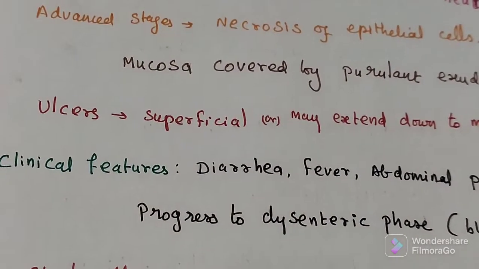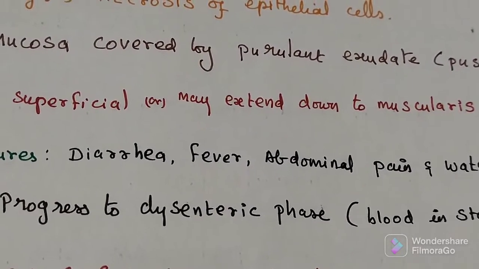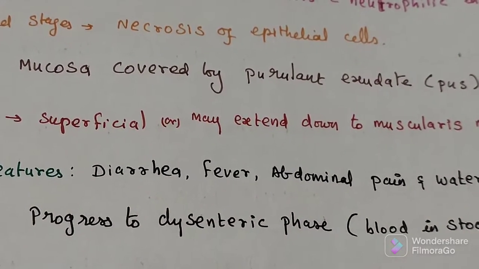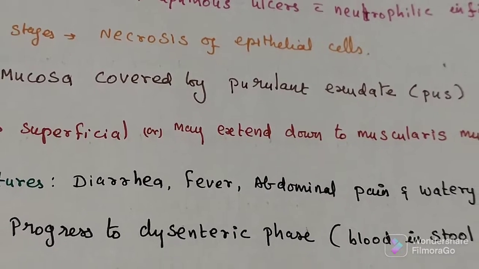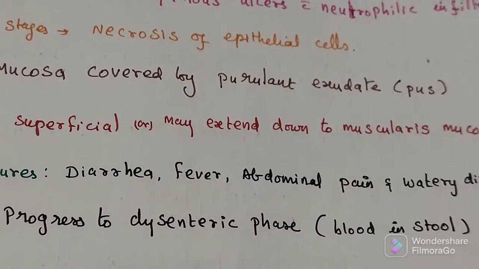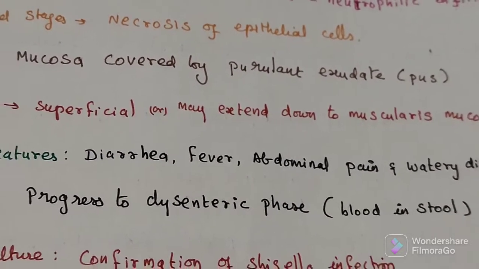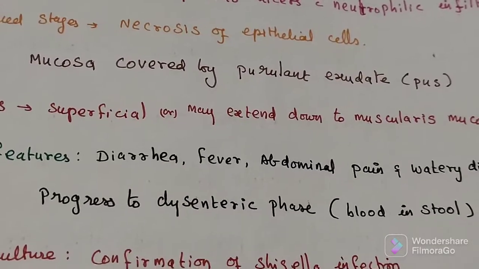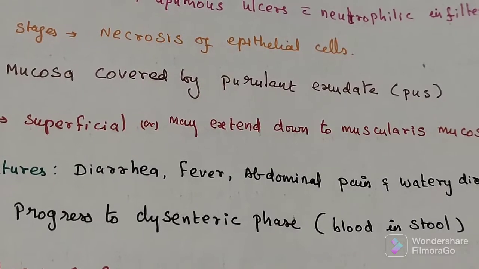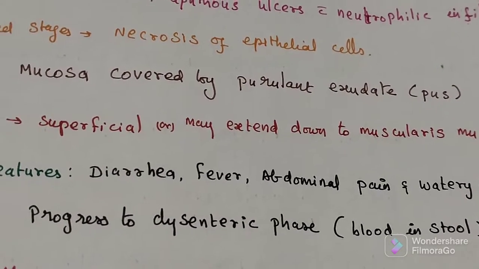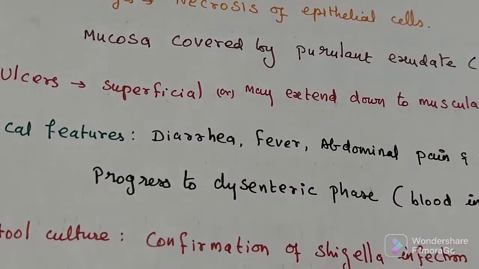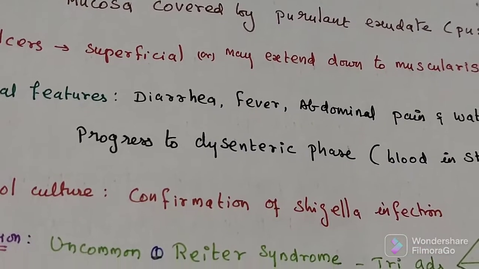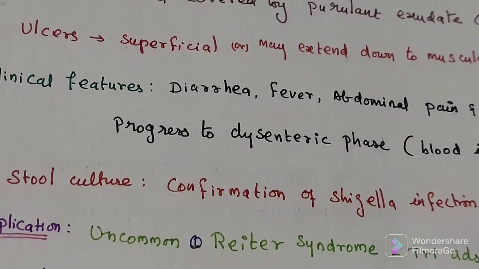Next, clinical features: diarrhea, fever, abdominal pain and watery diarrhea. It progresses to the dysenteric phase due to development of ulcers, that is, presence of blood in stool. Next, stool culture is the confirmation of Shigella infection. These are the clinical features.